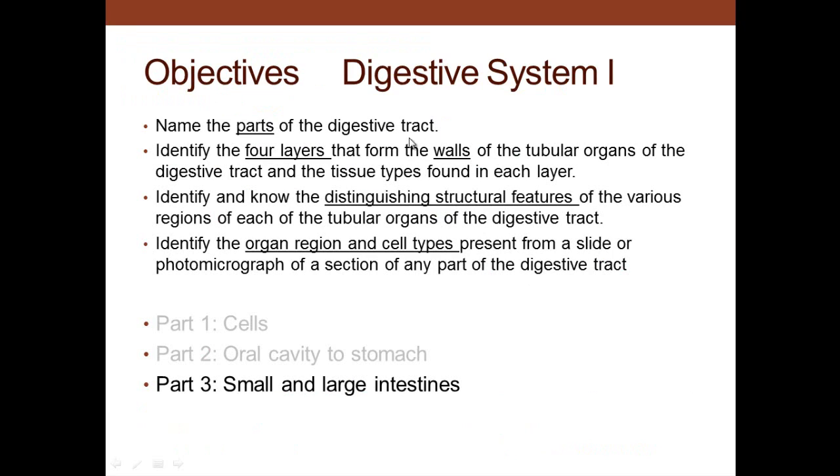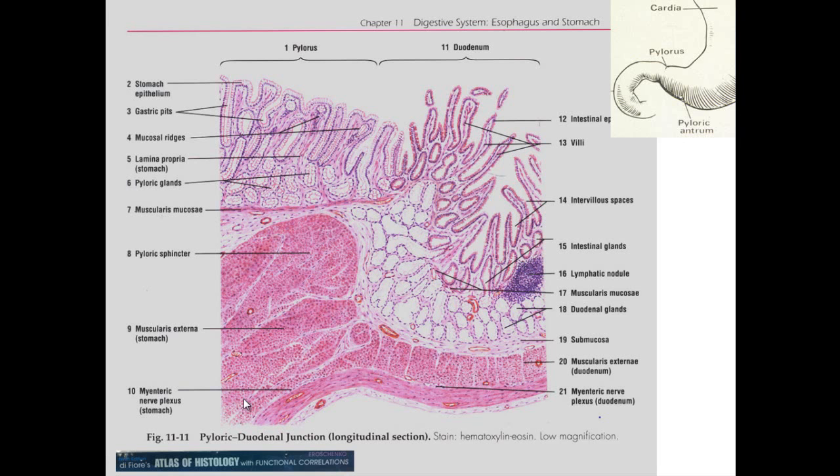With Digestive System 1, we want to look at the parts of the digestive system, the 4 different layers on the wall. We want to know and identify distinguishing structural features within different regions of the digestive system, as well as identify the cell types. Part 1 has to do with cells, Part 2 has to do with the oral cavity, esophagus and stomach, and Part 3 will finish digestive system 1, which will be the small and large intestine.